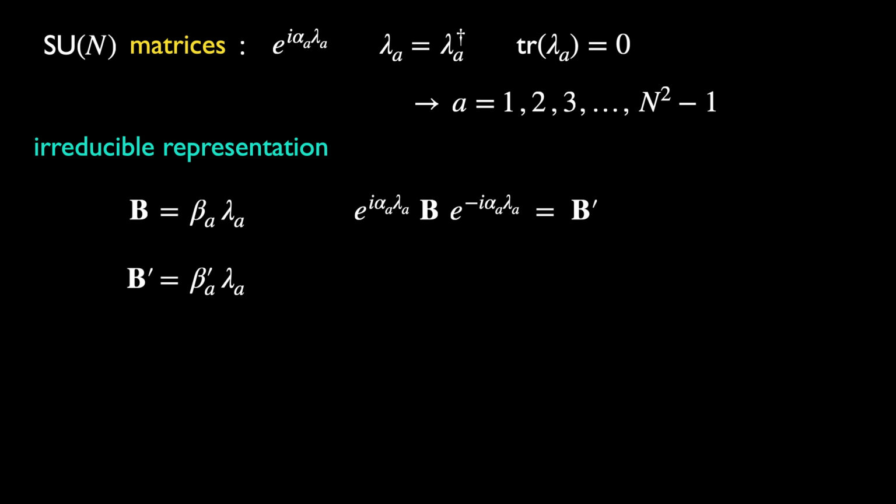First, here's the proof that such transformations preserve the hermiticity and tracelessness of the matrix. It is obvious that B' is Hermitian as long as B is Hermitian. Next, we show the tracelessness.